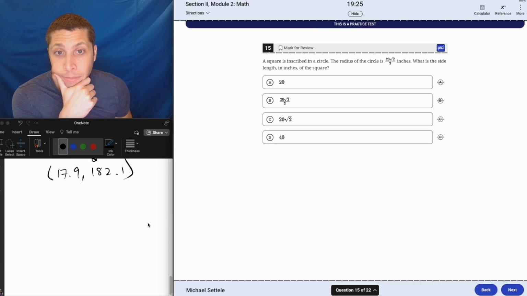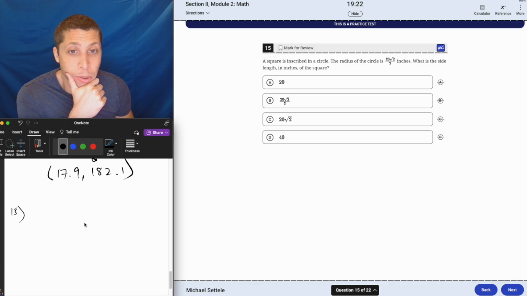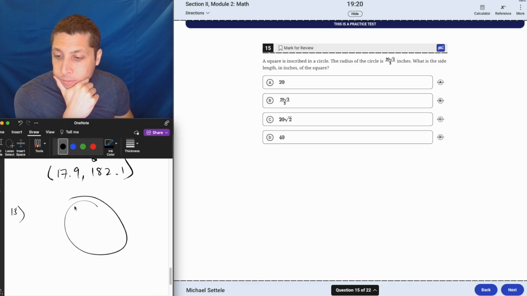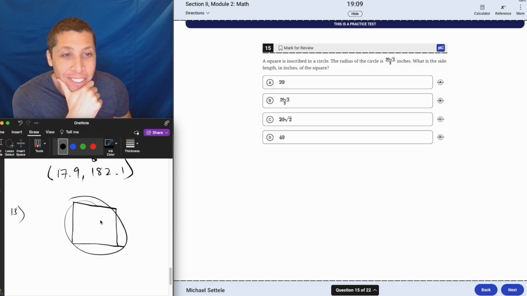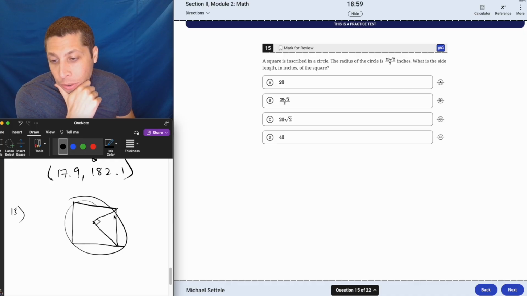Okay. Square inscribed in a circle. The radius of the circle is 20 root 2 over 2. What is the side of the square? So let's connect some lines, draw radiuses, make triangles. So that is a 45-45 triangle I'm making with 2 radiuses. And so 20 root 2 over 2 is that side length. So what is the side length of the square?